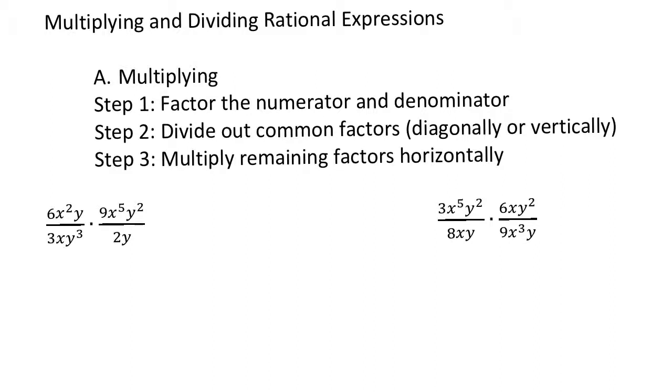The second step is to divide out the common factors. Now that we're multiplying and we have more than one fraction, we can divide out diagonally and we can divide out vertically. Horizontal is multiplication. Division is diagonally or vertically. So we can divide anything common out, and then the last thing will be to multiply horizontally the factors that are remaining. And if it can be simplified more, we will do that.